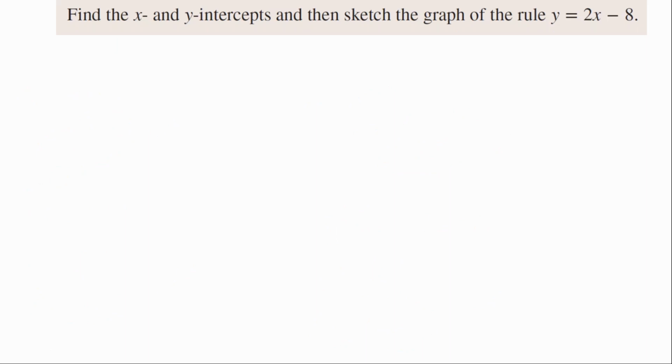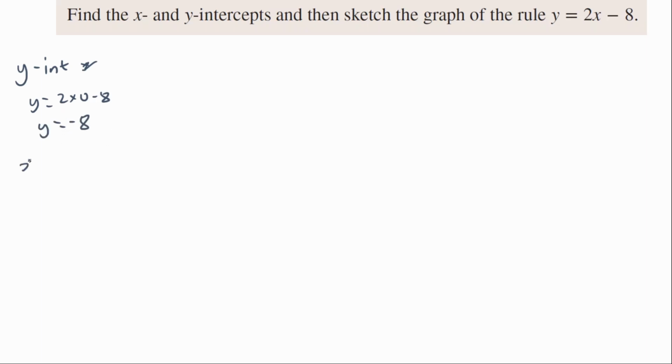Alright, now this time we're going to find the x and y intercepts and then use that to sketch the graph of this rule here. So let's start off by finding the x and y intercept. So the y-intercept, again, when x equals 0, so y equals 2 times 0 minus 8. That gives me y equals -8.